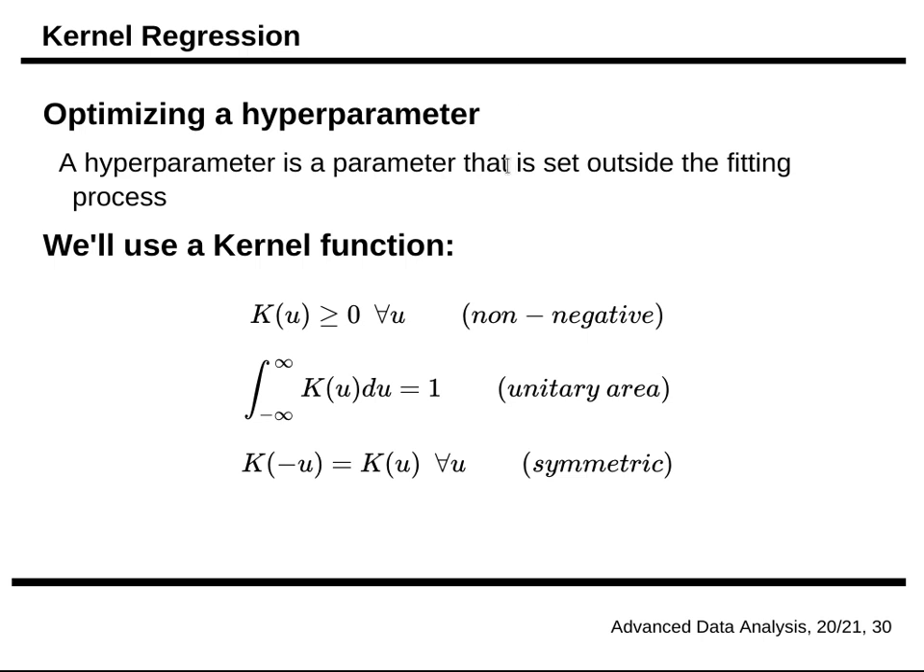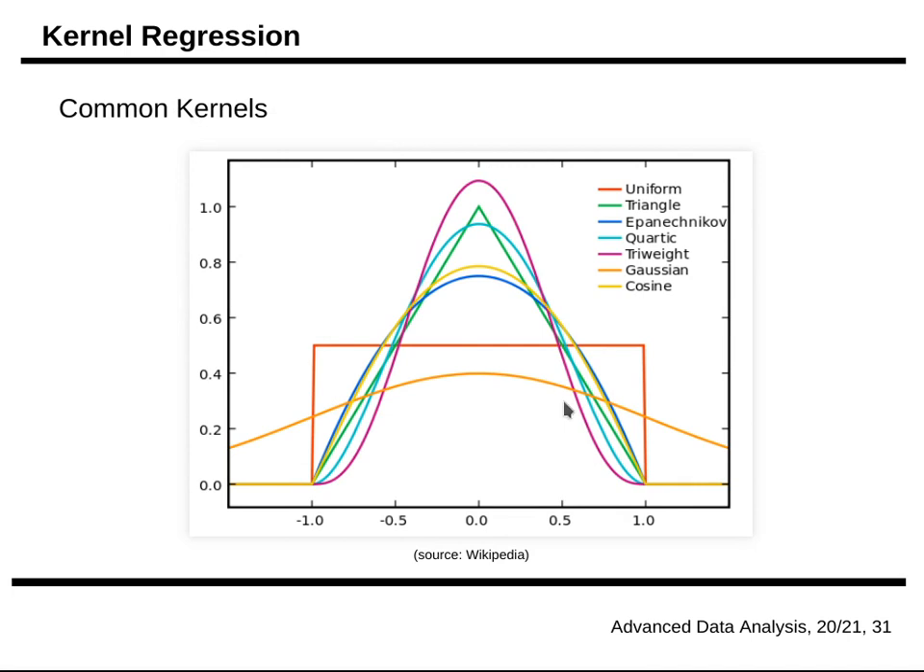We're going to use a kernel function to give different weights to the different points in a neighborhood. And a kernel function in this context is simply a function that is not negative, so it is 0 or larger. The integral of the function from minus infinity to infinity is 1, so the whole function has a unit area. And the function is symmetrical. That is, the value of the function for minus u is the same as the value for u. These are some examples of kernels that we can use. So we have here a Gaussian kernel, a triangle, a uniform kernel like this, and so on.